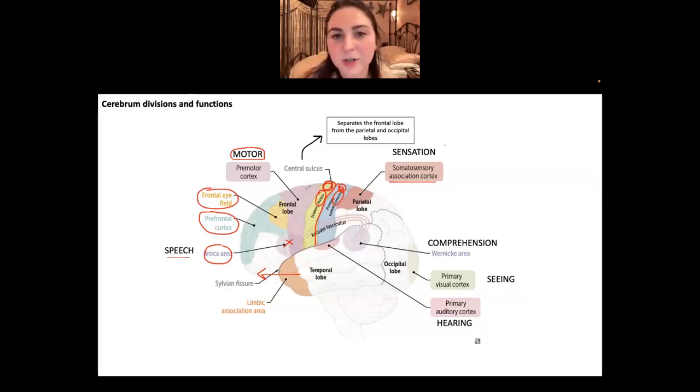So that's there, just like we have the primary motor cortex and the premotor cortex. This is just all motor.